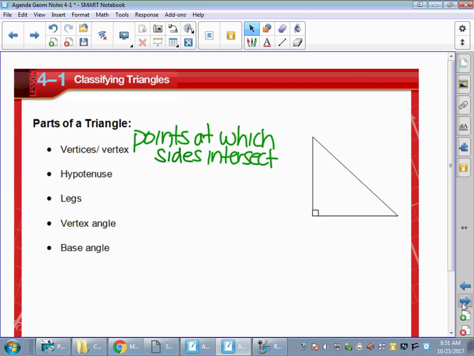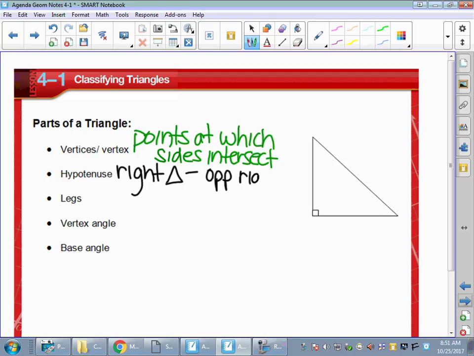Hypotenuse is in a right triangle, and it's opposite the right angle. We know that it's the longest side of a right triangle. We know that it's C when it comes to the Pythagorean theorem: A squared plus B squared equals C squared. We know all that kind of stuff. But hypotenuse is strictly used in a right triangle.